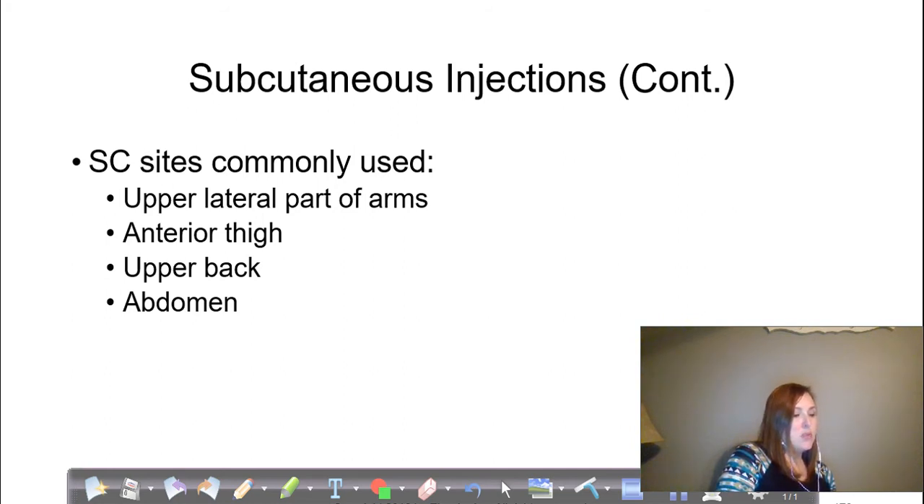Let's start with the upper lateral parts of the arm. That can be used when you give allergy injections because it's easy to see, so you can evaluate well if they have a reaction. The anterior thigh, you don't see used very much. The upper back can be used again for allergy testing. And then the abdomen is most commonly used for insulin. It can also be used for heparin type injections or blood thinner injections that are given to patients.